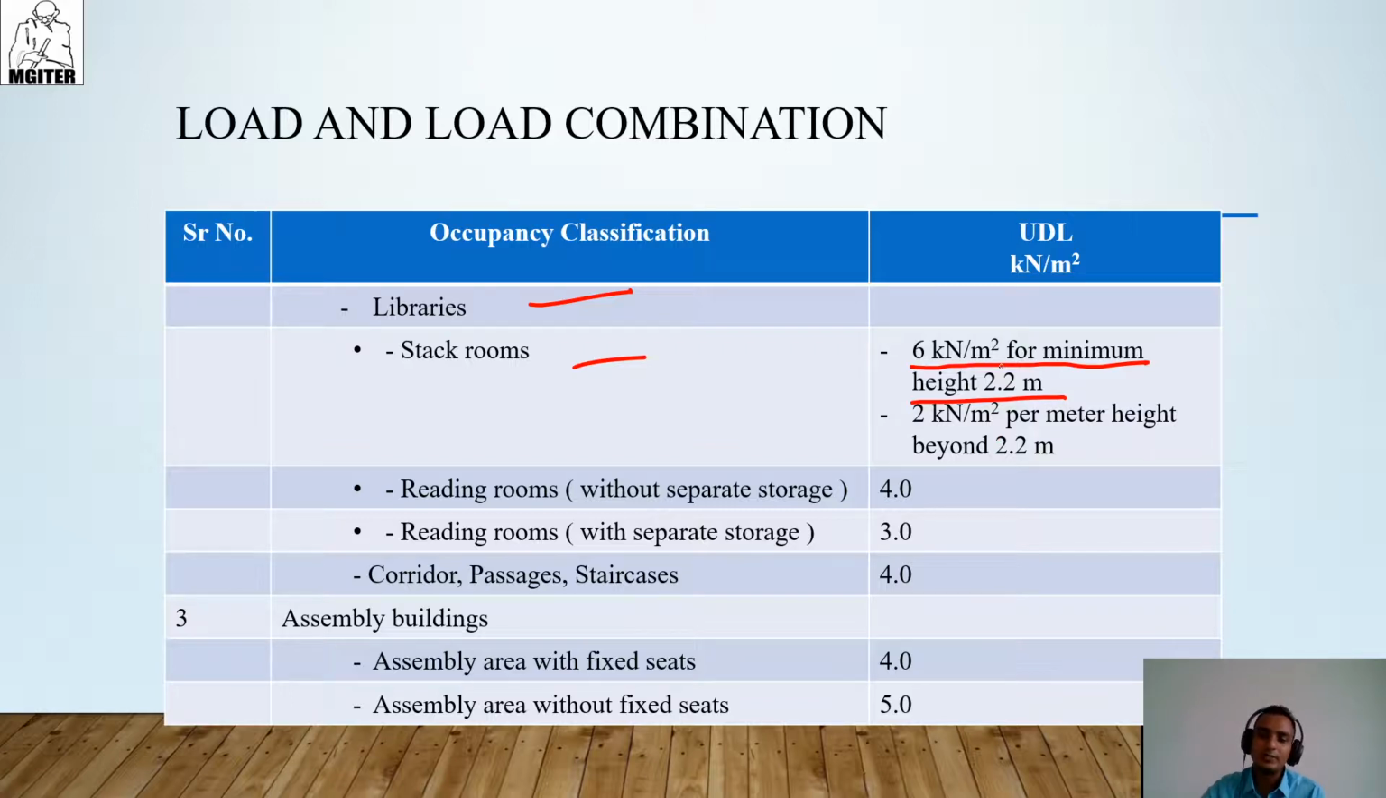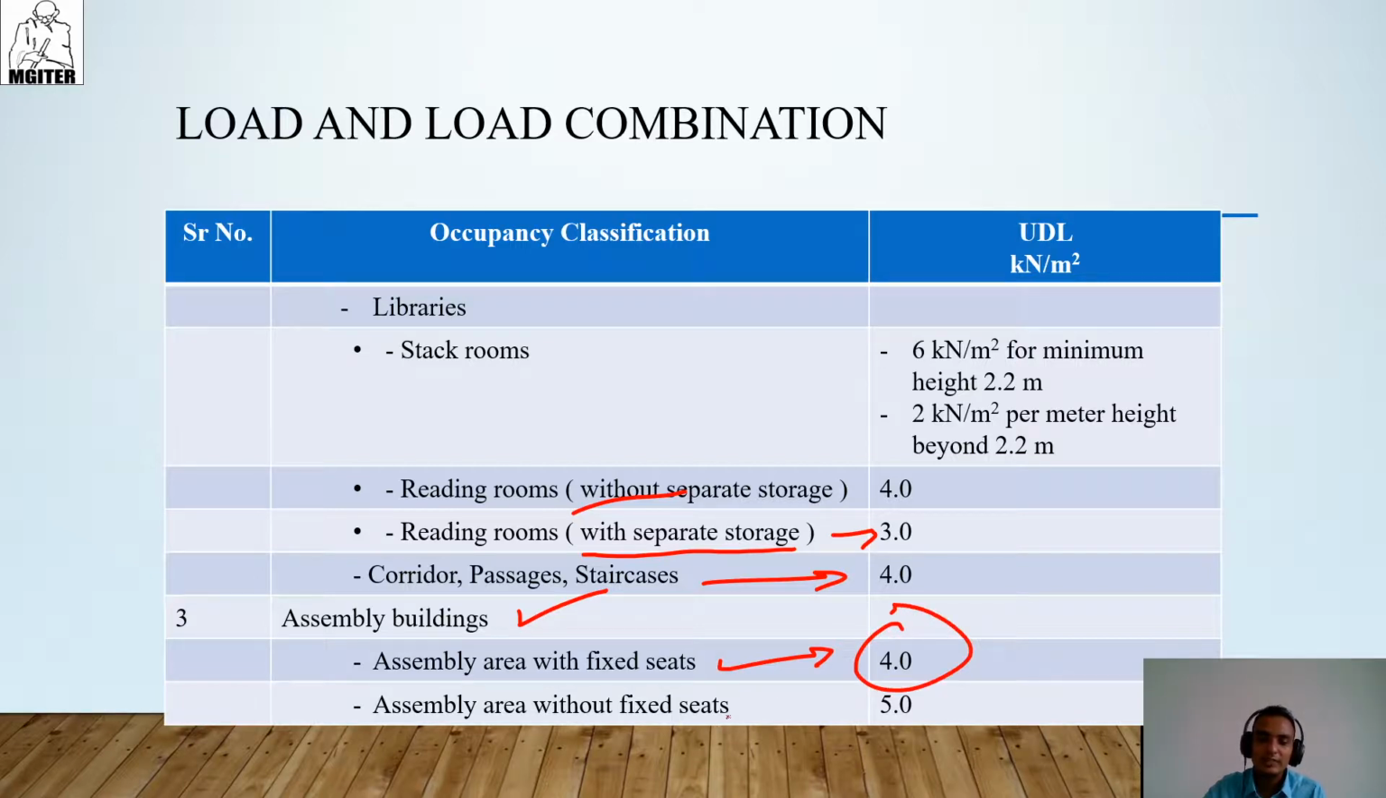Means if the height minimum is 2.2 meter, then we use a 6 kN per meter square UDL live load. And when the height is beyond 2.2 meter, then we have 2 kN per meter square per meter. Then after reading room, reading room with separate storage, corridor, passage and staircases, assembly building, assembly area with fixed seat, we have 4, assembly area without fixed seat, 5 kN per meter square.